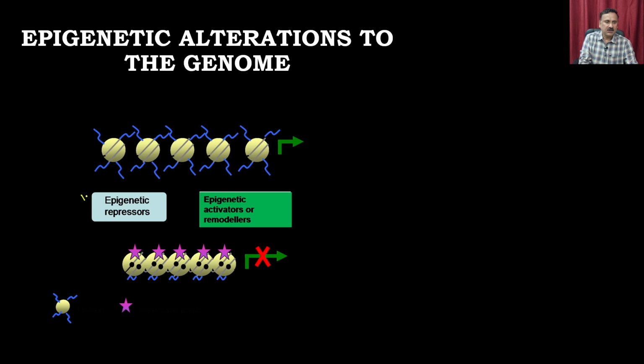The alteration is that you are going to have the epigenetic repressors, or you are going to have the epigenetic activators or the remodelers, right? Epigenetic repressors are going to down regulate the expression of certain genes, so it will reduce the amount of that particular protein, whereas epigenetic activators or remodelers are going to increase the amount of that particular protein.